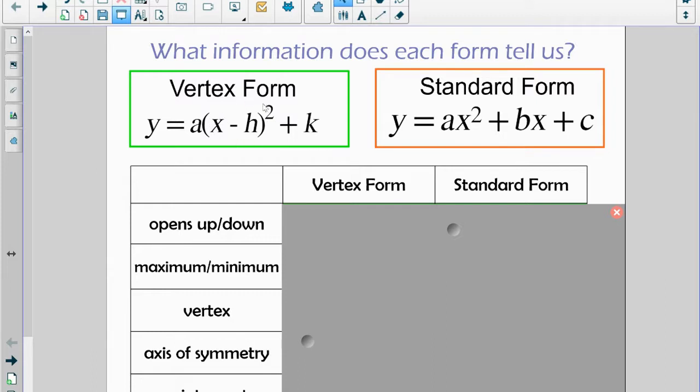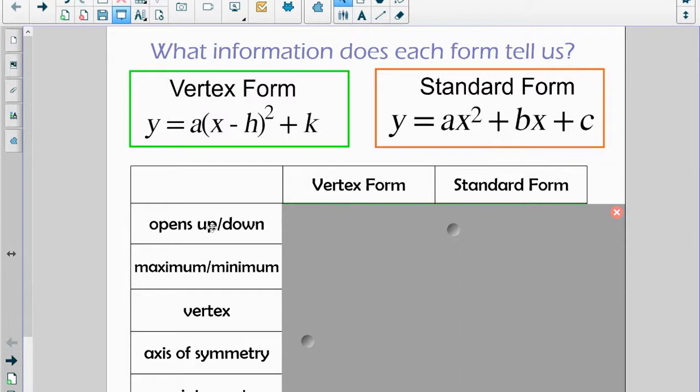To get something from vertex form to standard form just means we're going to have to multiply this out a little bit. We're going to have to use what we learned in our polynomials unit to multiply the x minus h times itself, whatever that happens to be. So what information does each form tell us? Let's look at a little comparison here.